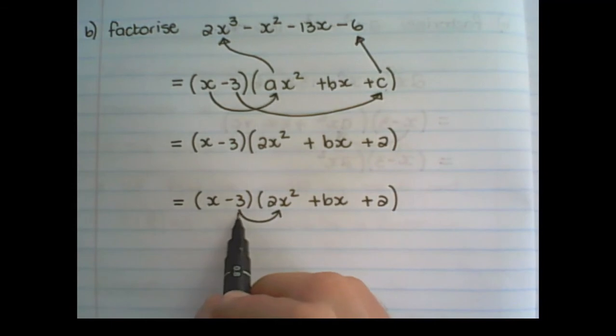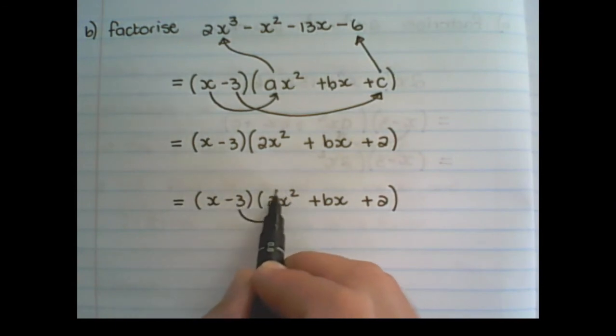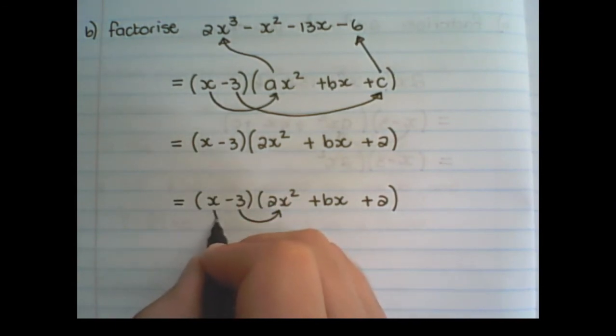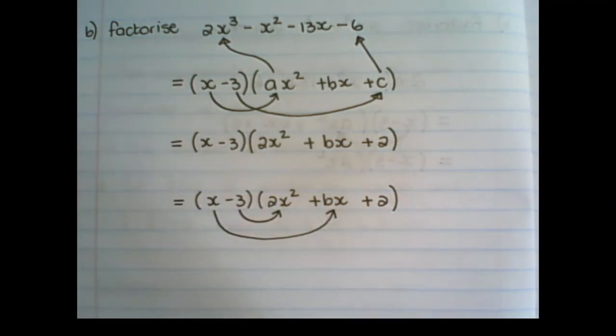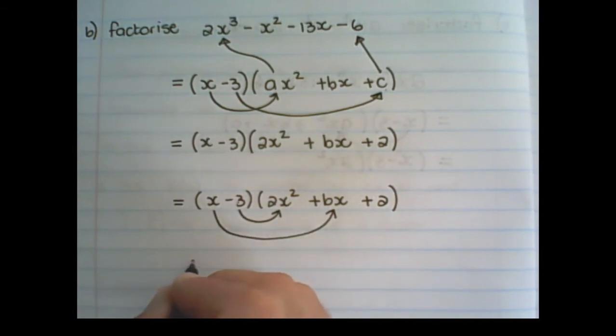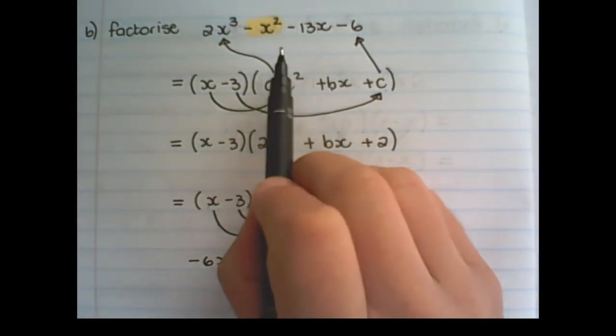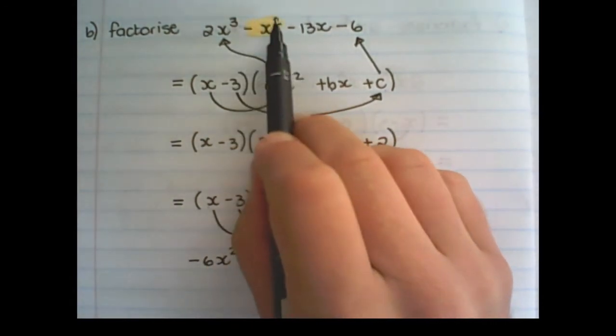And now that we have solved a and c, we can find b. So in order to find b, I'm going to create x squared terms. So I take -3 times 2x squared and x times bx, and I will create a new equation. So -3 times 2x squared is -6x squared. x times bx is plus bx squared. And this must be equal to the x squared term in the expression.